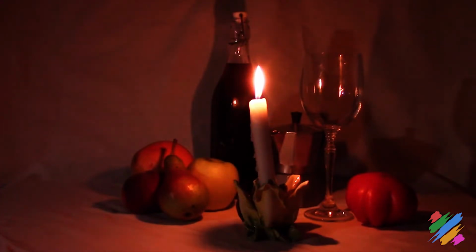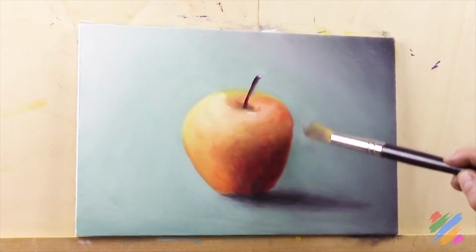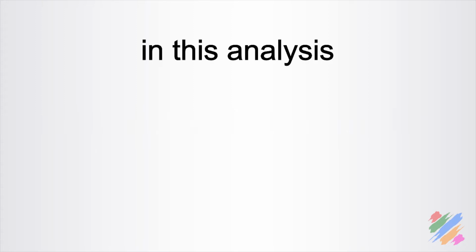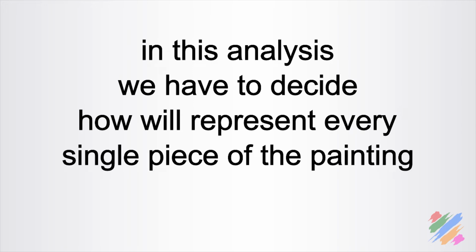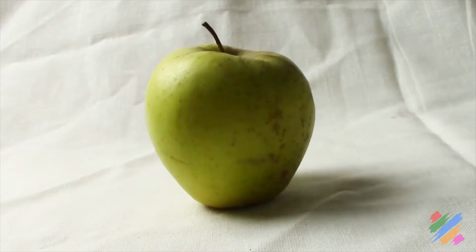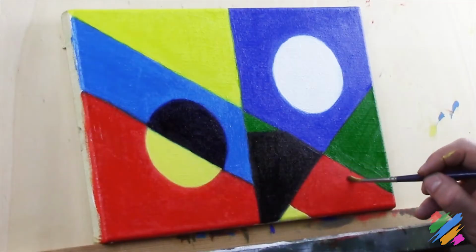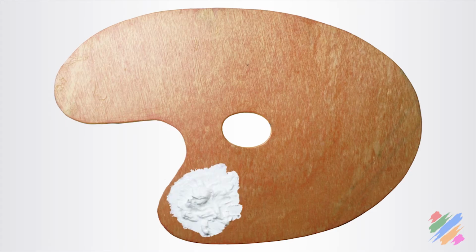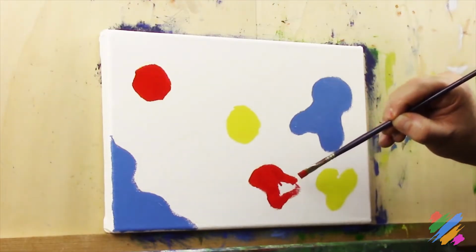There is something that, no matter if we paint using a model or by memory, we always have to do while we are painting, and it's what we will call the representative analysis. In this analysis, we have to decide how we will represent every single piece of the painting we are working on, turning something real into a bunch of colored stains that we will have to paint on our support using the fundamentals. In few words, we have to decide for each part of the painting what color we're going to use and how we're going to fit it inside the rest of the painting.